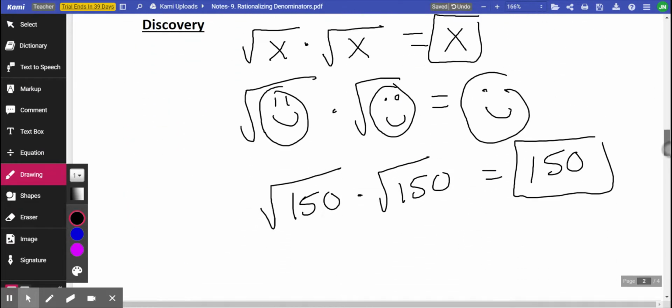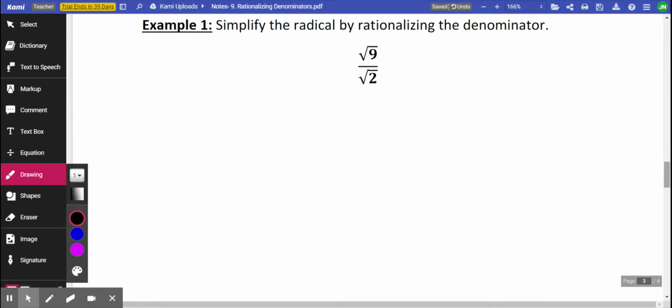Okay, let's do some actual examples of rationalizing the denominator. So simplify the radical, square root of 9 divided by square root of 2. So what I could do here, I don't want this on the bottom, right? The square root of 2. So I can multiply this by the exact same radical, square root of 2. I already know from my examples that that's going to get rid of the radical for good. So I'm going to be left on the bottom with just the 2, right?